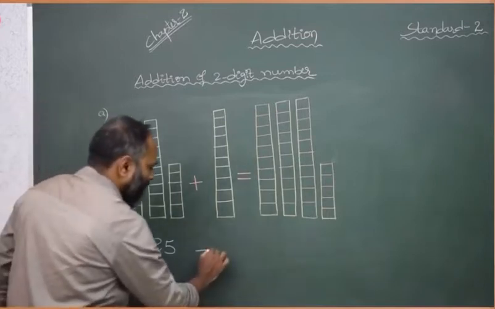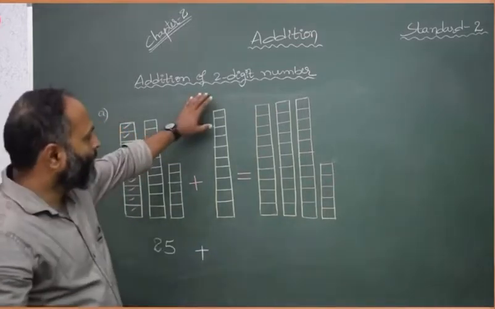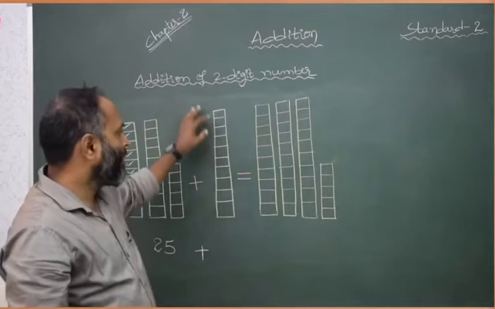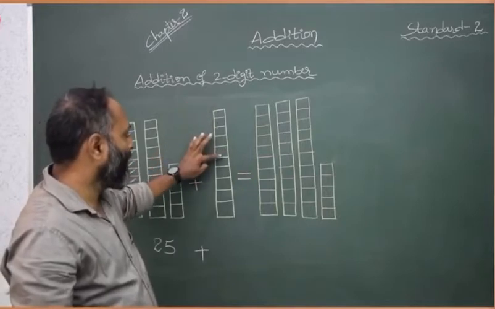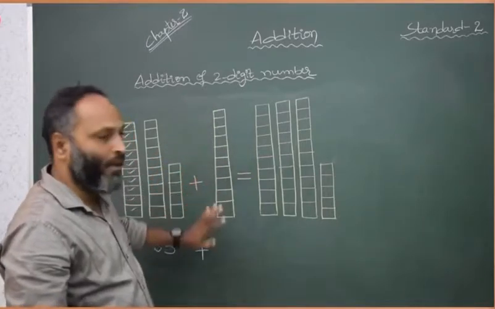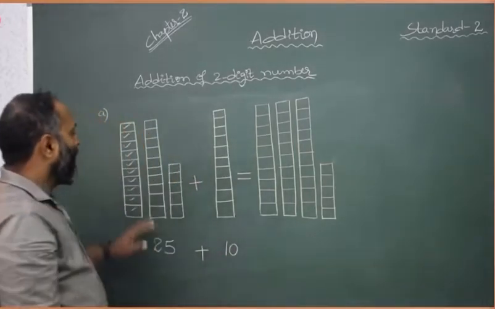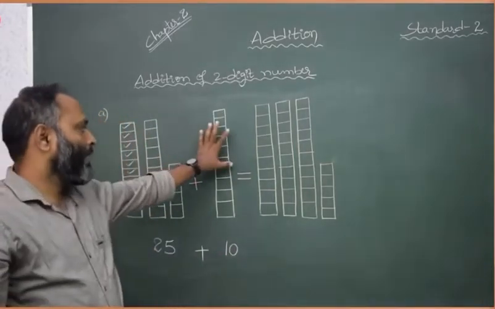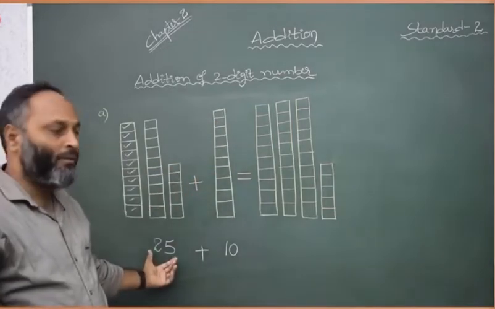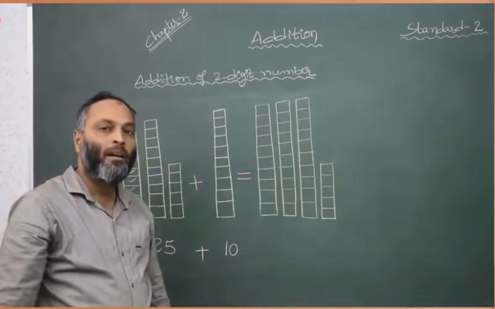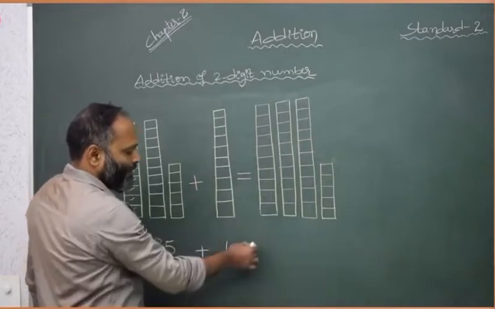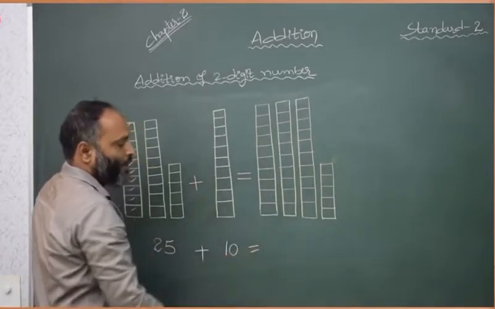Plus the second addend. Only one complete block is there. 1, 2, 3, 4, 5, 6, 7, 8, 9, 10. The total is 10. This is the first addend and the second addend. The first addend is 25 and the second addend is 10. Then here, equal to means our answer.